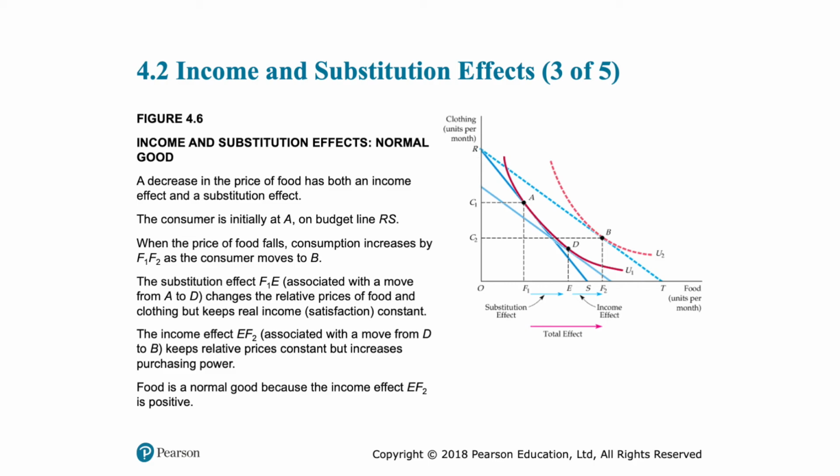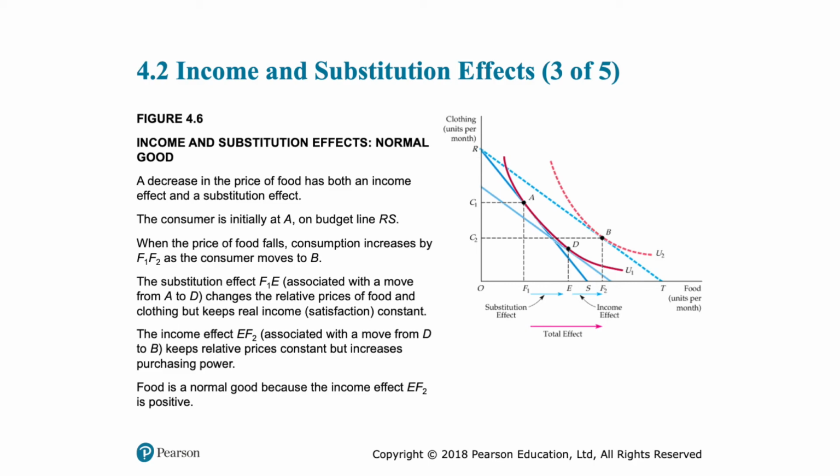Now anyway, here, price of food decreases, right? So in this graph, price of food decreases. This one causes two things, right? First one is the substitution effect. The other is the income effect, right? There are two effects.